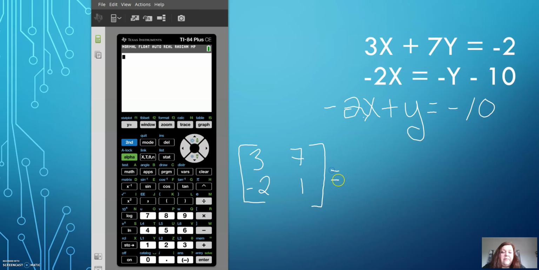I'm going to call that matrix A. Now, for matrix B, it's going to be the right-hand side of the equation. So the negative 2 and the negative 10.